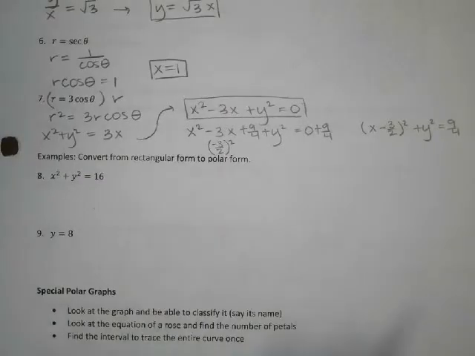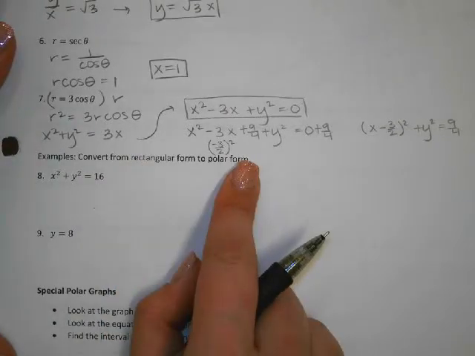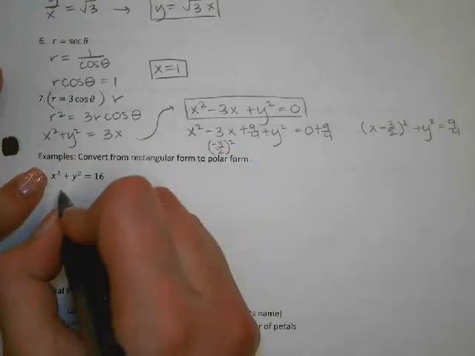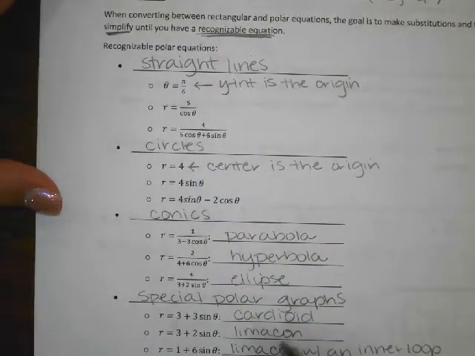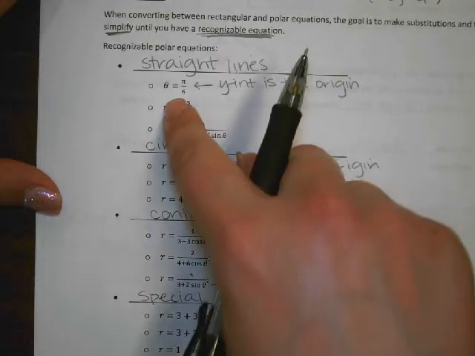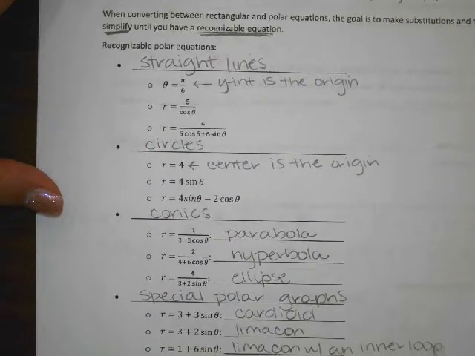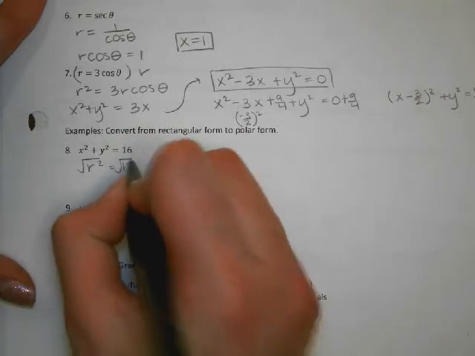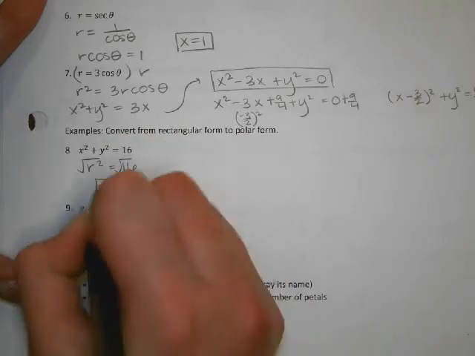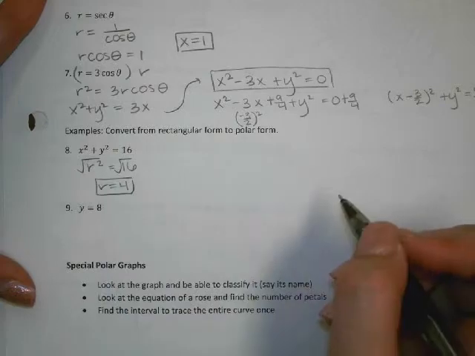They're both circles. All right, so then to go backwards, converting from rectangular form to polar form, here we could say this is r squared equals 16. And then if we're thinking about our list of recognizable polar equations, we know that typically that r needs to be by itself. And so I'm going to go ahead and square root to each side. r equals 4. So that's recognizable as a circle. So our circles, r equals 4, recognizable.